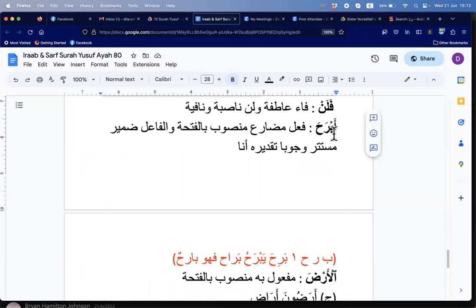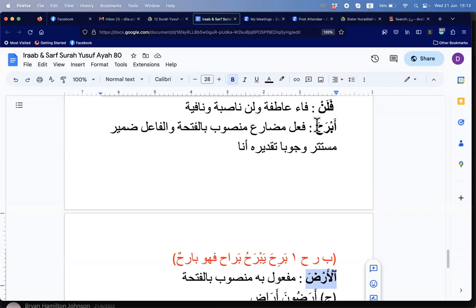So if this was a fi'il mudari' naqis, then ana would be the ism of bariha, and al-arda would be the khabar. But would that make sense? Would it be marfu'? No. The khabar of kana is supposed to be mansub, right? So it will change the meaning, because here he says he will never cross the earth. If you say ma bariha, then it means I'll continue.